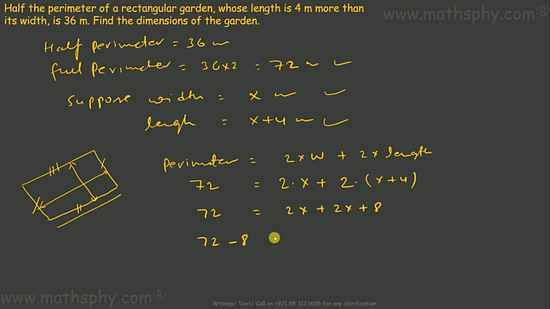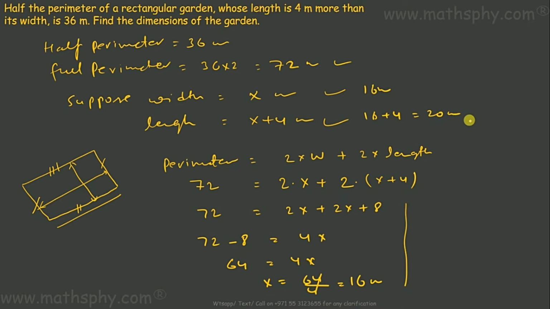72 minus 8 would be 4x. 72 minus 8 gives you 64 is equal to 4x. So x would be 64 over 4, which is 16. X is 16 meters and x is width, so width would be 16 meters. Length would be x plus 4, 16 plus 4, 20 meters. Width is 16, length is 20.